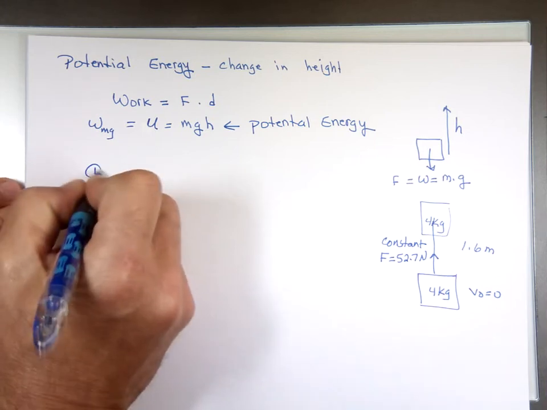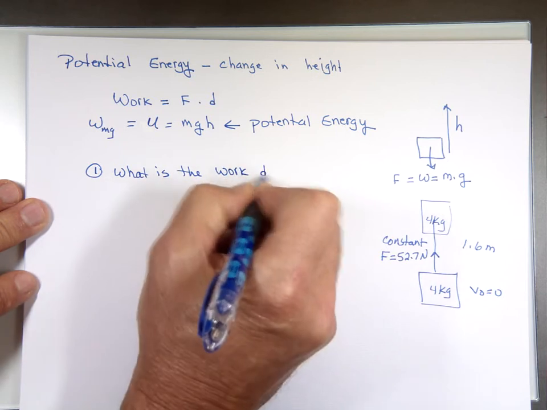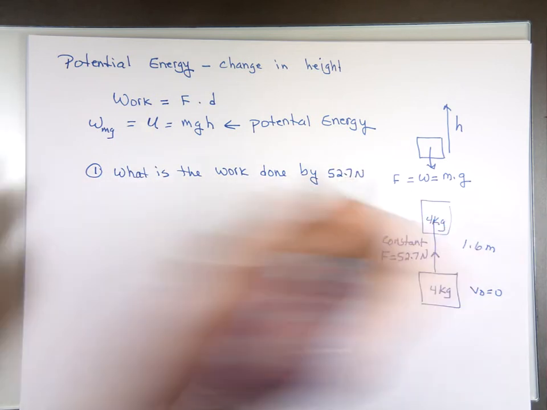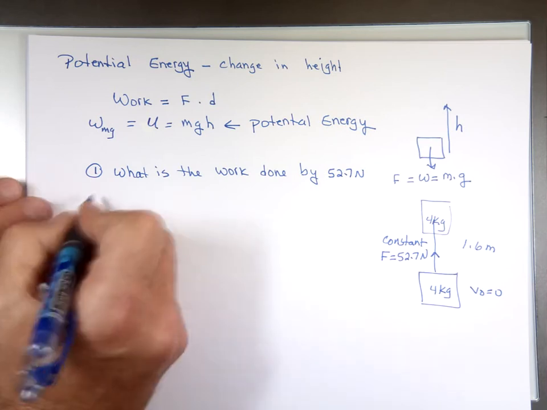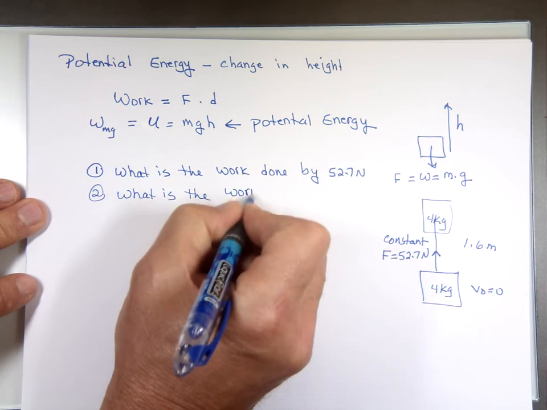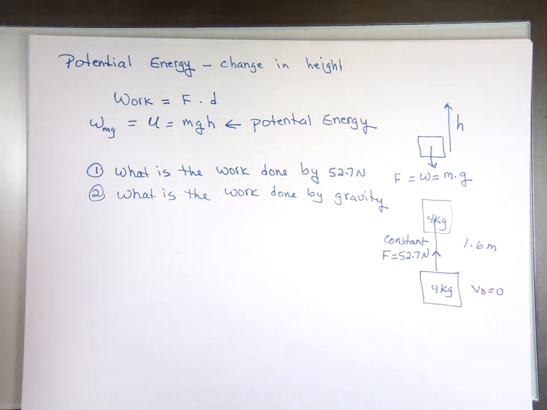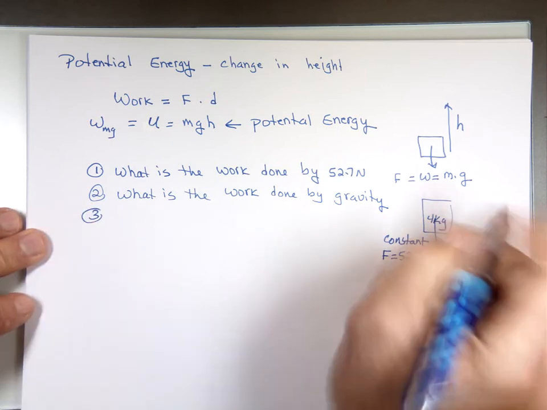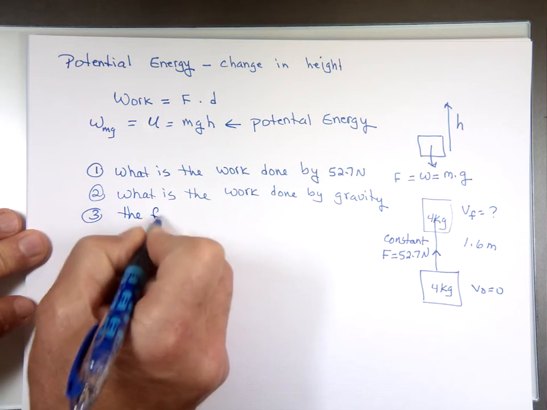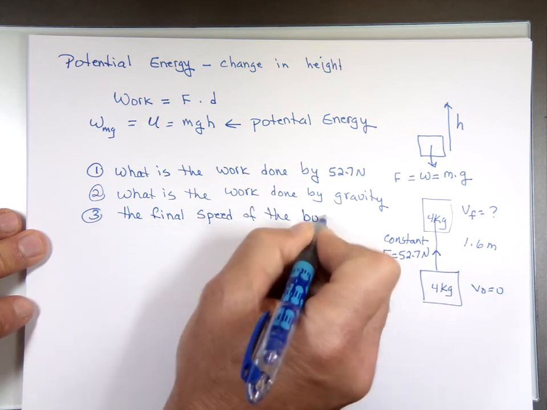So first question, what is the work done by the 52.7 Newton force? How much work was done by that? 2. What's the work done by gravity? And 3, when the box reaches the top, what's the final speed? Find the final speed of the box. So these are the 3 things.